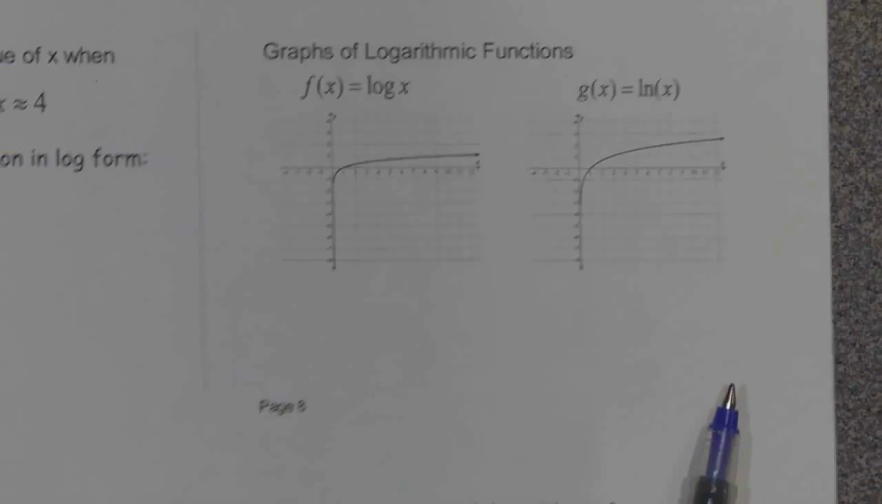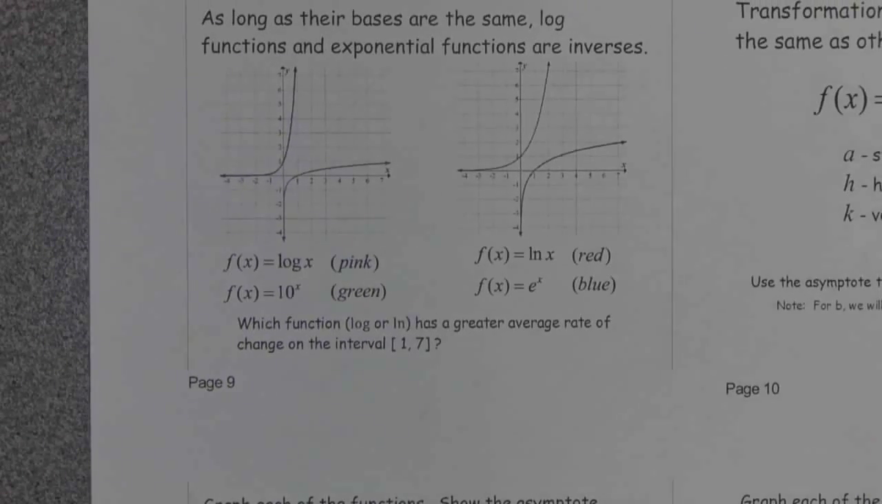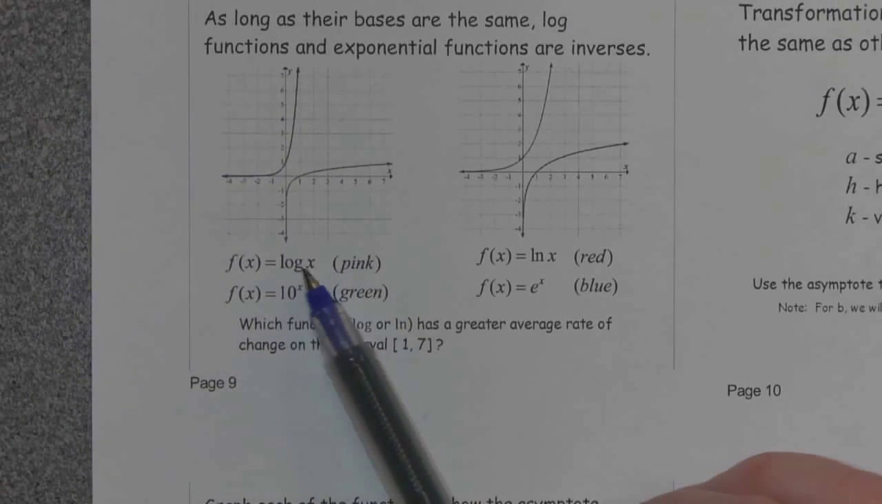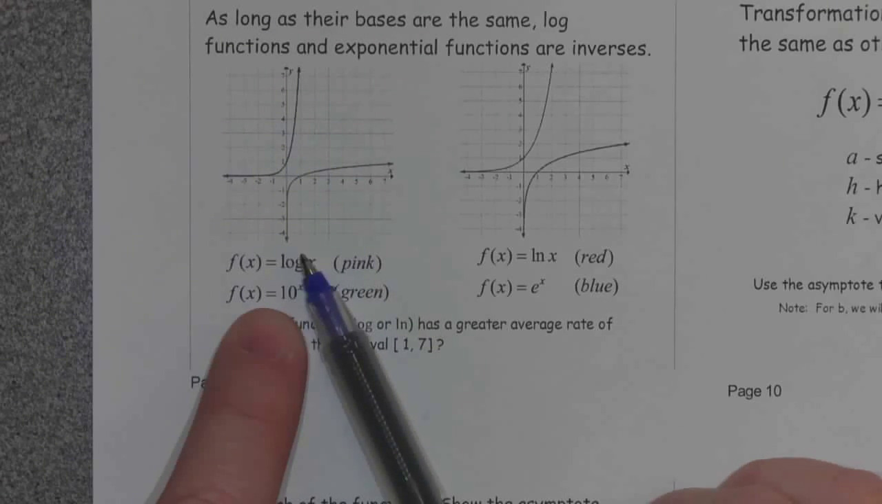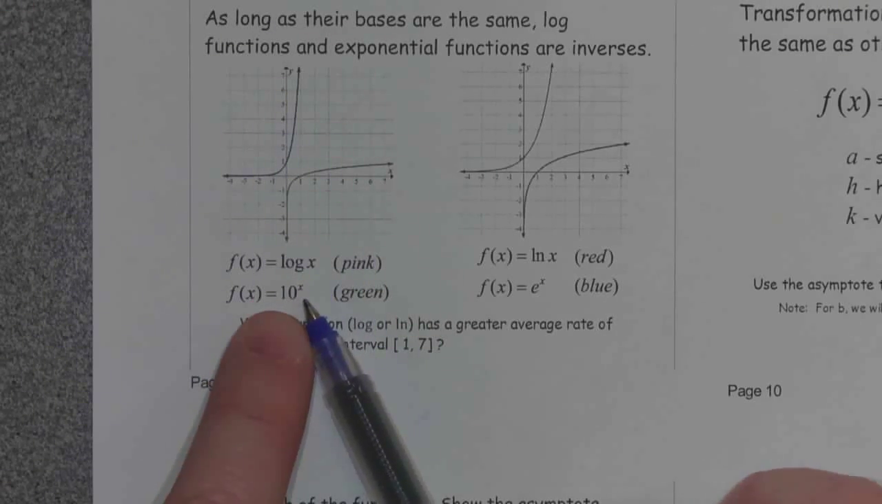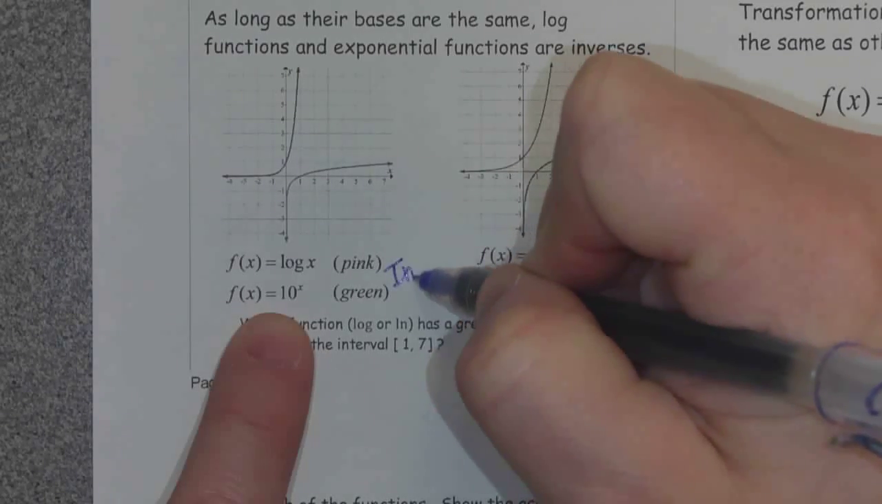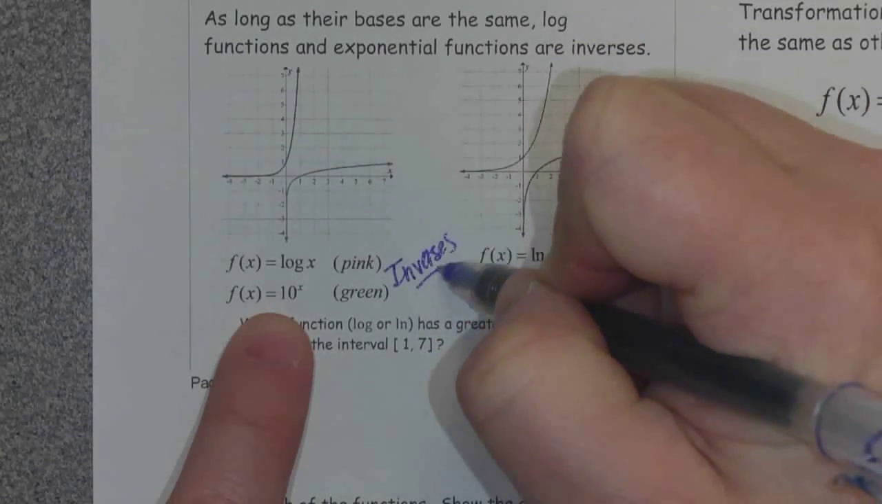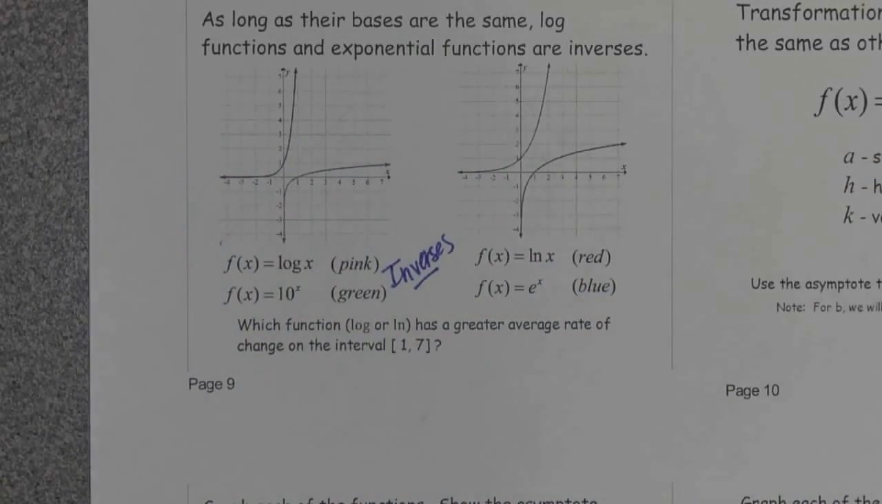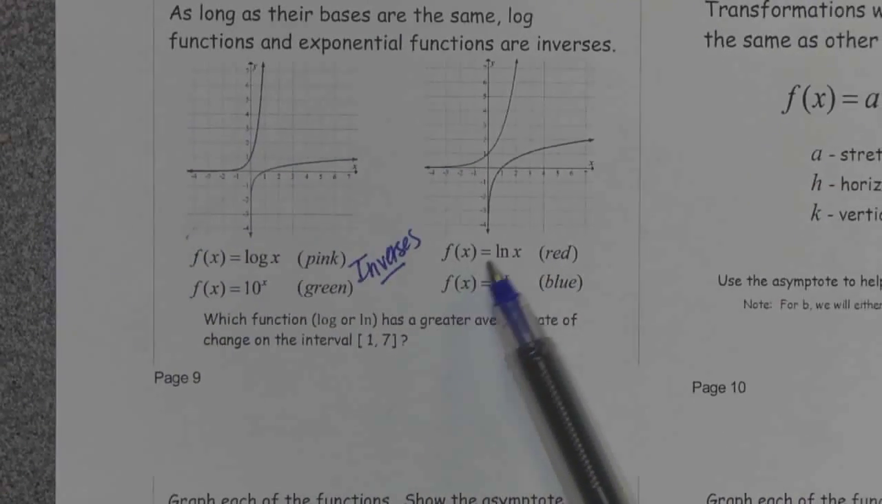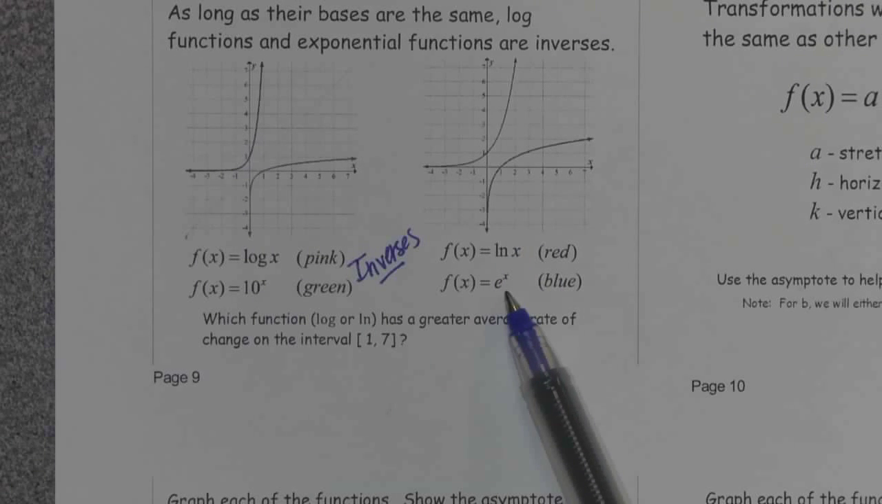If we wanted to graph their inverses, the inverse of the logarithmic graph would be 10 to the x, because a log is in base 10. So these are inverses of each other, which again shows an inverse is the reflection over the line y equals x. And then the inverse of the natural log would be e to the x.